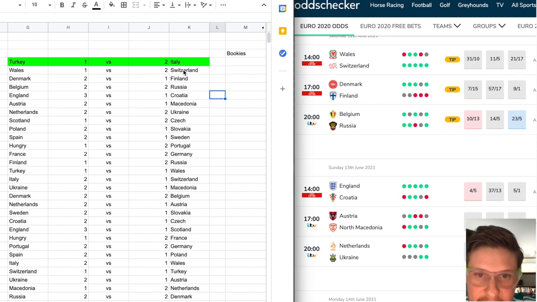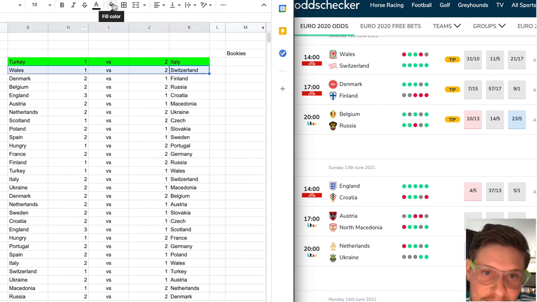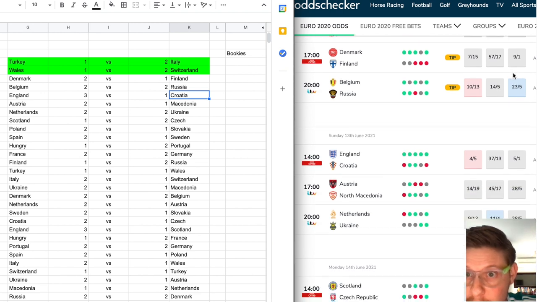Wales and Switzerland, we are favoring Switzerland with our little model. And what we see here is, oh gosh, 31 divided by 10 is like 3, that's like 2, and that is the lowest one. So sometimes these odds are a little bit tricky to read, but that is favoring Switzerland as well. So once again, we've got off to a good start, that what we're favoring is the most likely outcome, also according to the bookies.